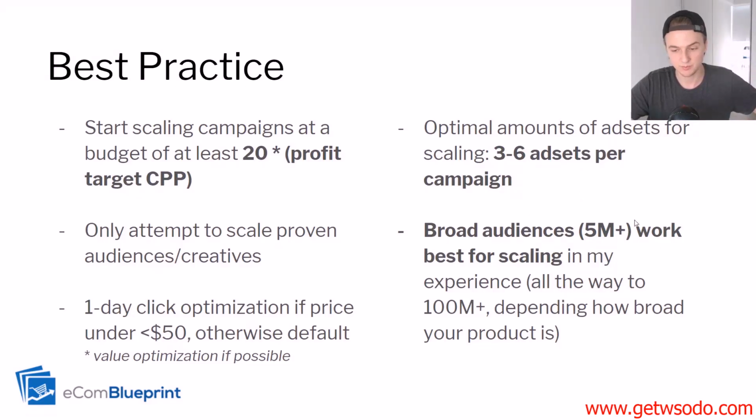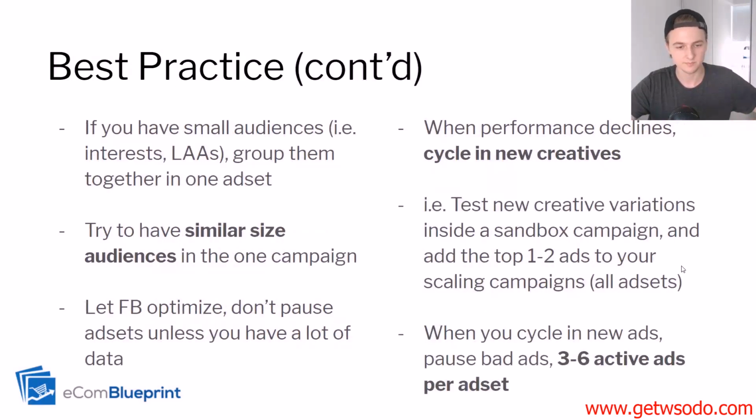Broad audiences work best for scaling. So 5 mil plus is what I wrote, all the way to 100 mil plus, depending on how broad your product is. But broad audiences work best for scaling. If you have small audiences, for example, interest audiences or lookalike audiences, you can group them together in one ad set to create a larger audience.